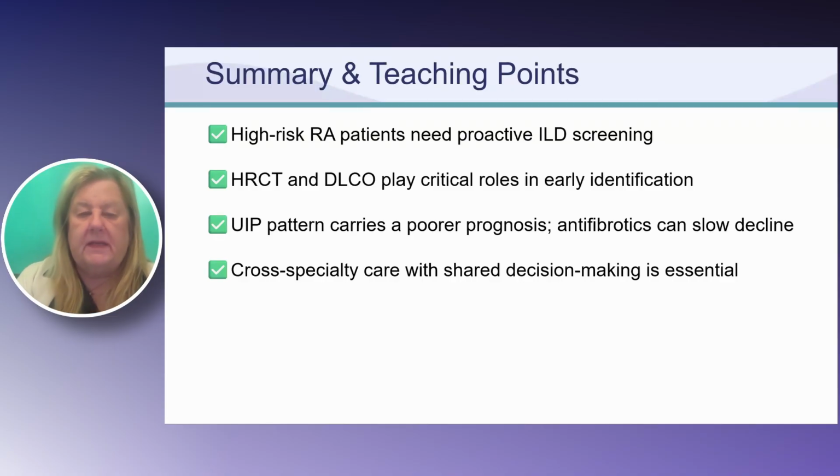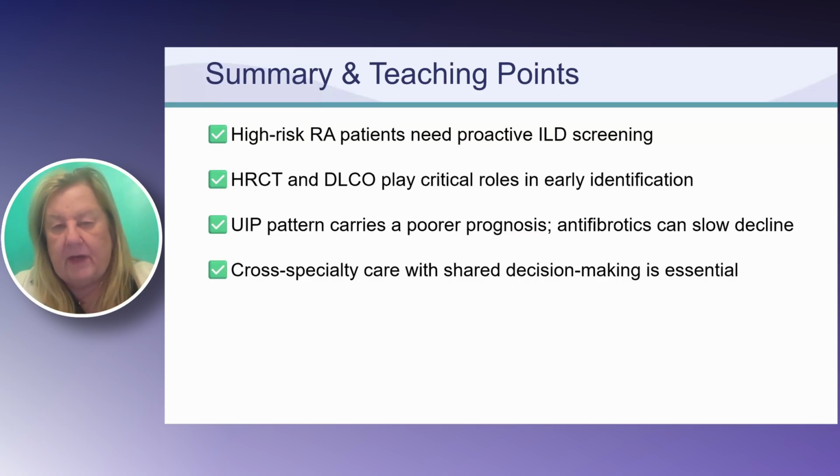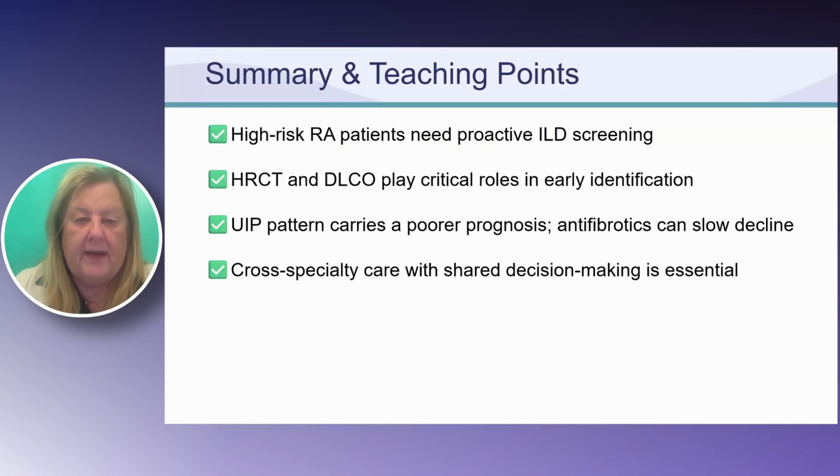So I think that might just be a little bit of a deviation, because it's not always like everything is sent to you on a silver platter, as in high CCP positive or RF positive inflammatory arthritis. Sometimes we're fortunate to capture those other patients. Definitely the HRCT and DLCO played critical roles, as we see, in early identification.